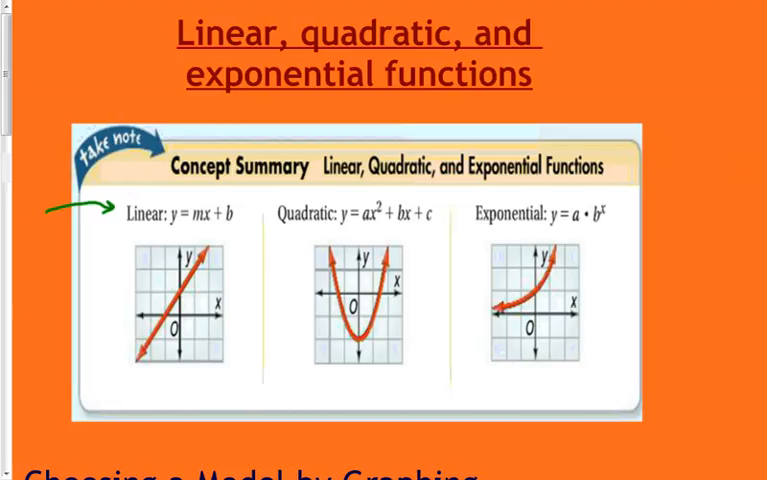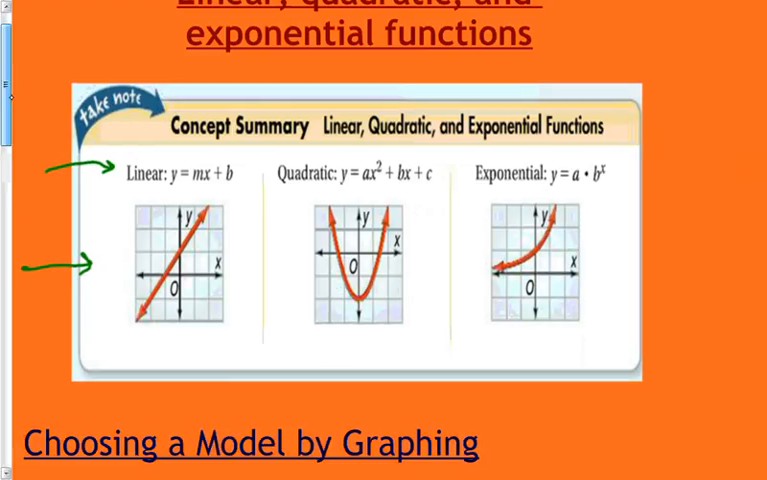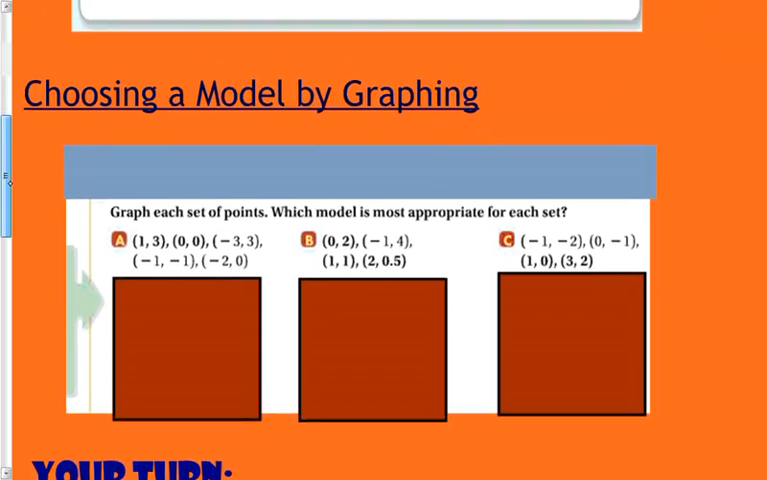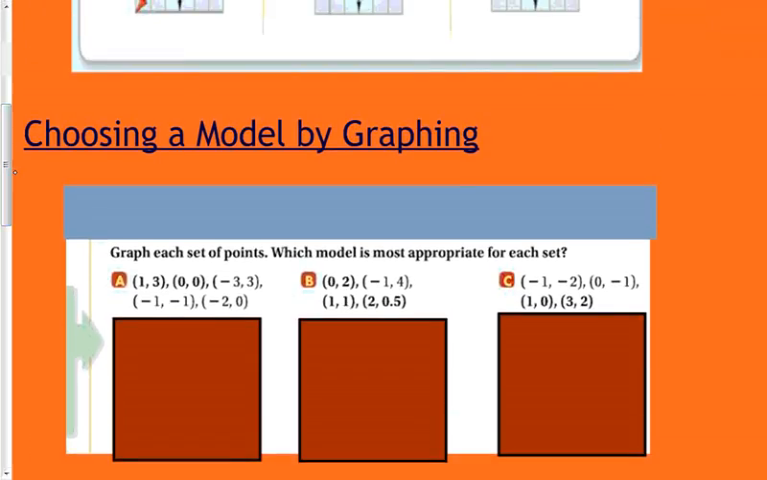And the graphs are also very important. You can tell from a graph whether it's going to be linear, quadratic, or exponential. Linear makes a line. Quadratic makes the U, or the upside down U, and then exponential just makes that little curve. So choosing by graphing is a very easy way to choose which model it is.